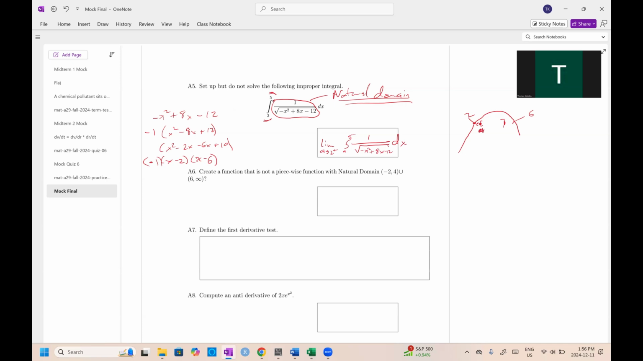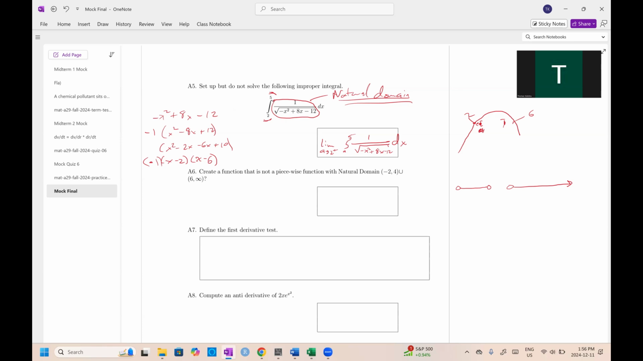A6 is a question similar to something we've done multiple times. We create a function that is not a piecewise function with a natural domain. When doing this, we want a domain that goes from minus 2 to 4 and then 6 to infinity. The way we're going to do this is by combining some functions together.